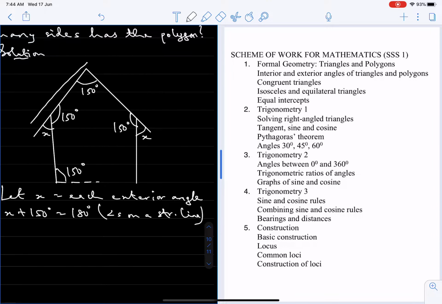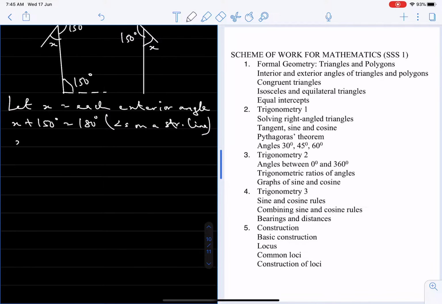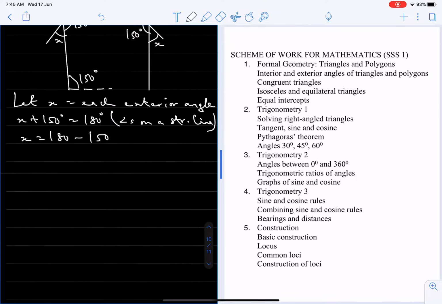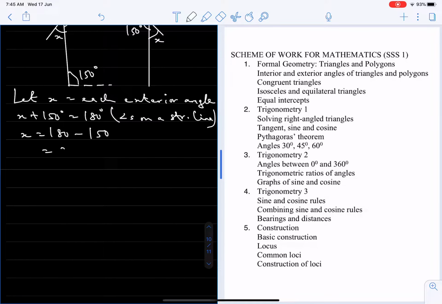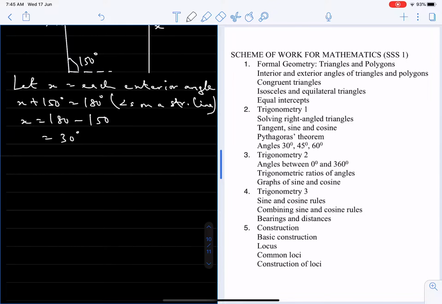Of course, you can see that this line is straight. So these two angles, 150 and x, will add up to give 180 degrees. Now, that means x equals 180 minus 150, which is equal to 30 degrees. So that means each exterior angle is 30 degrees.